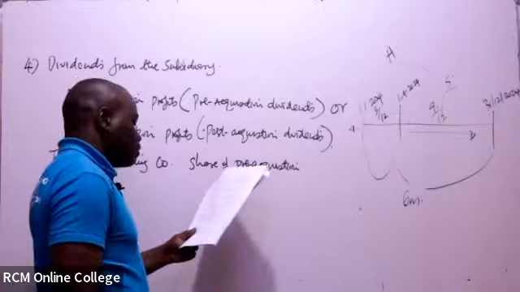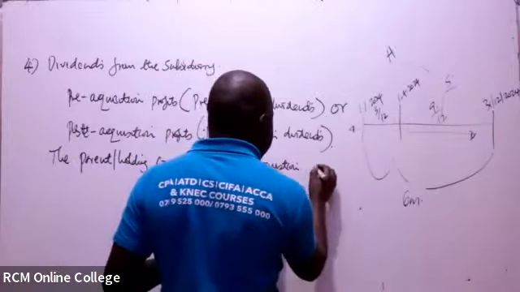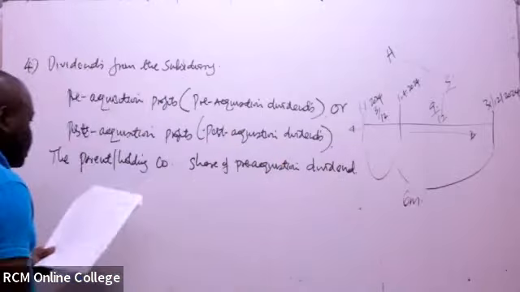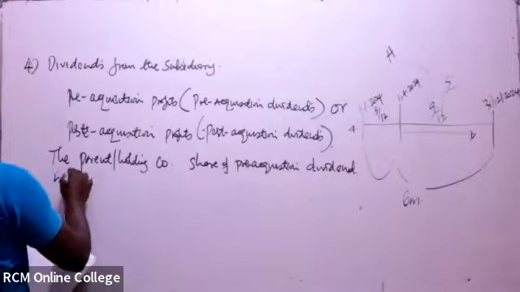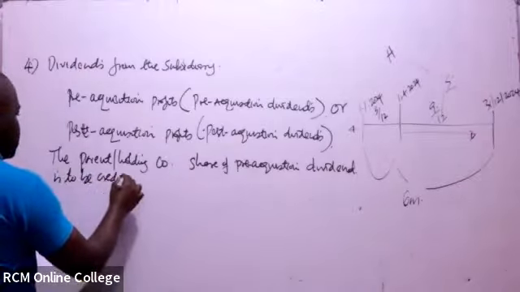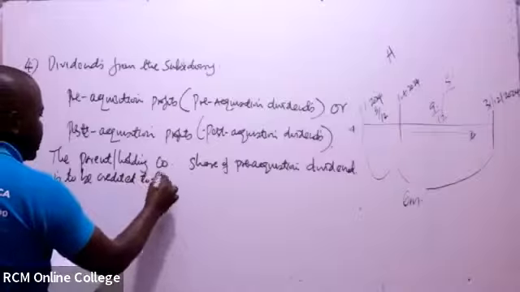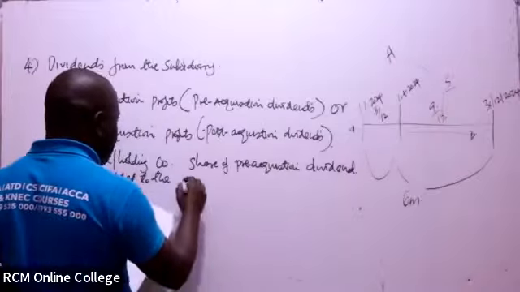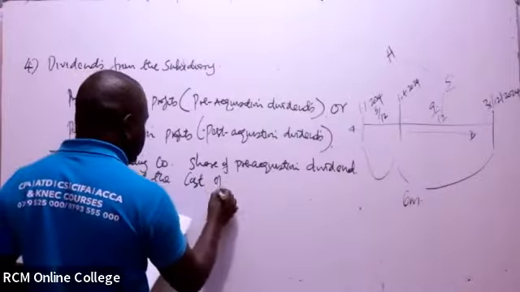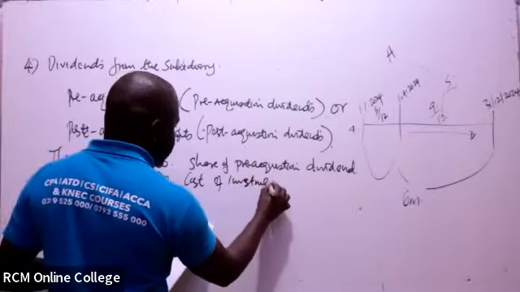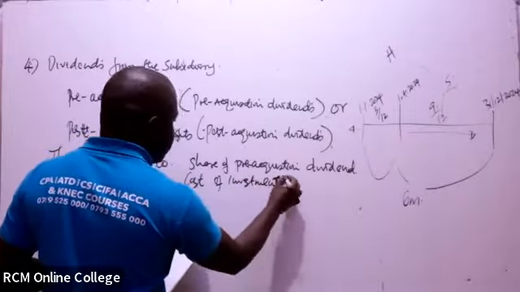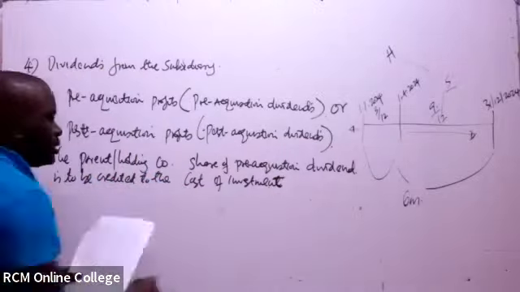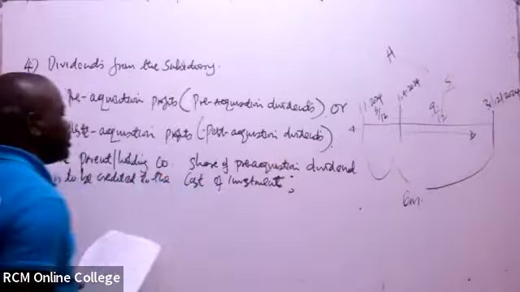The parent share of the pre-acquisition dividend is to be credited to the cost of investment. So you put a semicolon. This simply means this is what will happen.